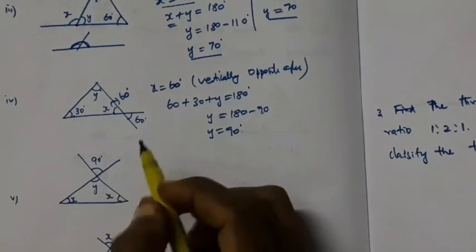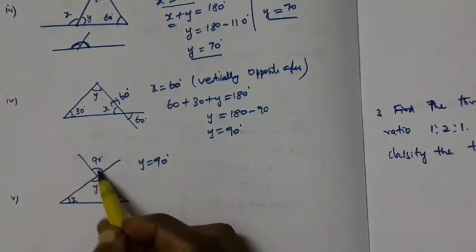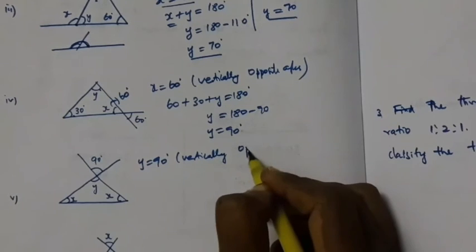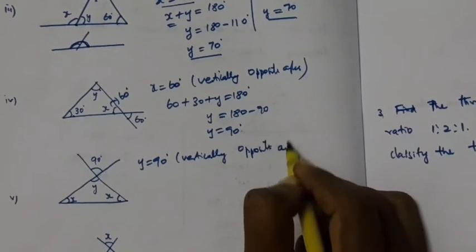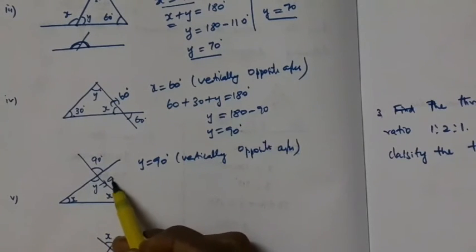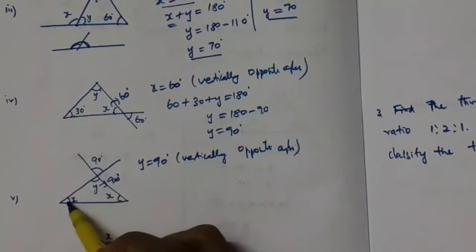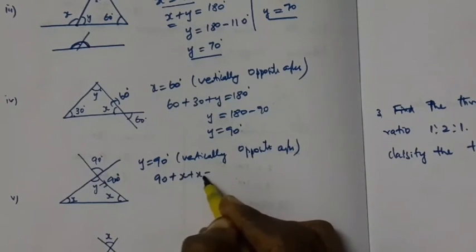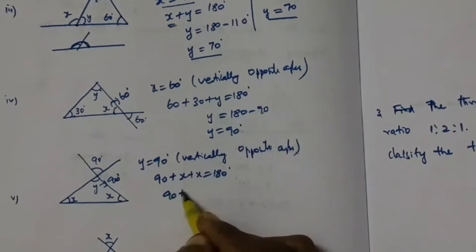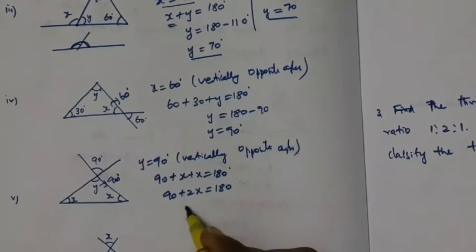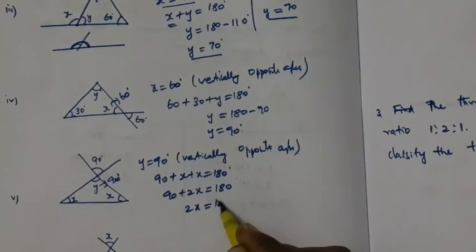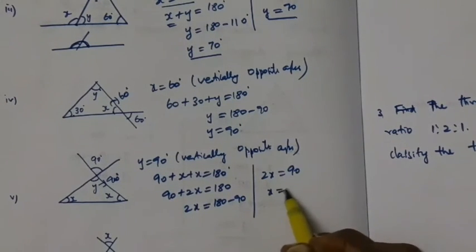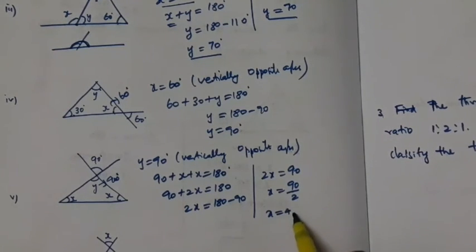The next problem here: y equals 90 degrees. This and this are vertically opposite angles, so this is 90 degrees. If you add all these three angles, you should get 180. So 90 plus 2x equals 180. 2x equals 180 minus 90. 2x equals 90, so x equals 90 divided by 2. x equals 45.